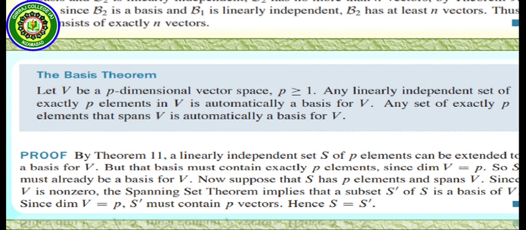The dimension definition is the total number of elements in a basis of a vector space. So here the dimension of V equals p, given, means every basis of V contains exactly p elements. So S must already be a basis for V. So S is linearly independent, means S is a basis for V in the first case. Now suppose that S has p elements and spans V. Since V is non-zero, the spanning set theorem implies that a subset S' of S is a basis of V. Since the dimension of V equals p, S' must contain p vectors. Therefore S equals S', so by the spanning set theorem S is also a basis of V.